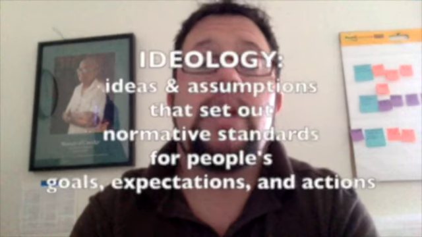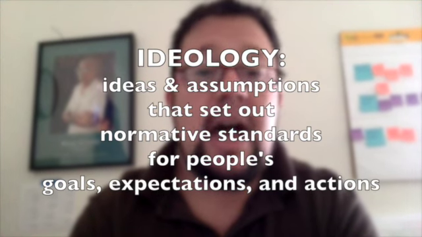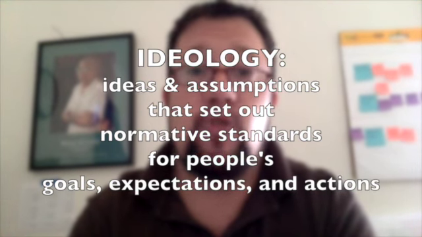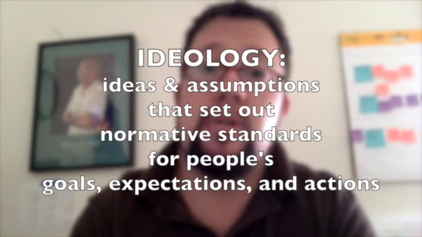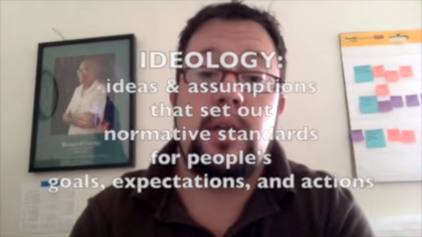As you read in this module and in the future, try to build up a picture in your head of what the ideology of containment looked like in U.S. foreign relations. Also, try to build a picture in your head of what domestic containment looked like in the experiences of American families. When you do that, always look for the elements of ideology, ideas and assumptions that set out normative standards for people's goals, expectations, and actions. As much as possible, try to find specific examples of this, and write them down when you see them. Keep track of the page numbers where they show up.